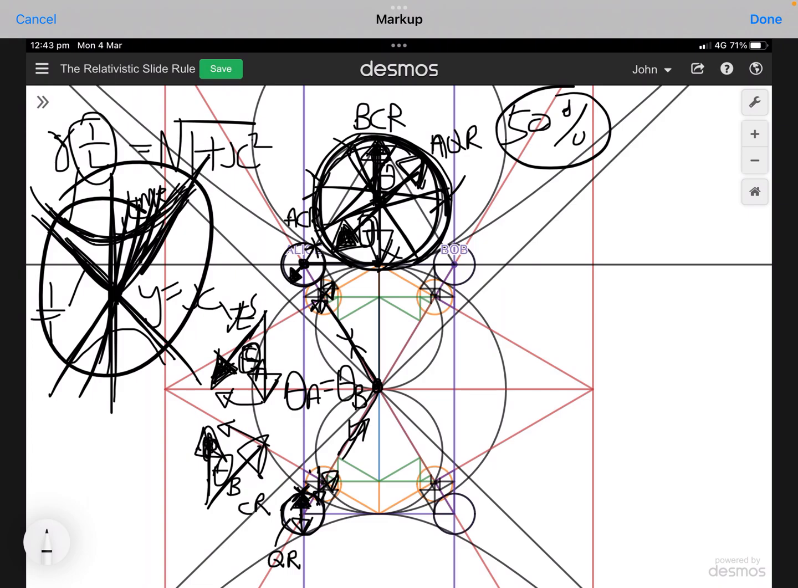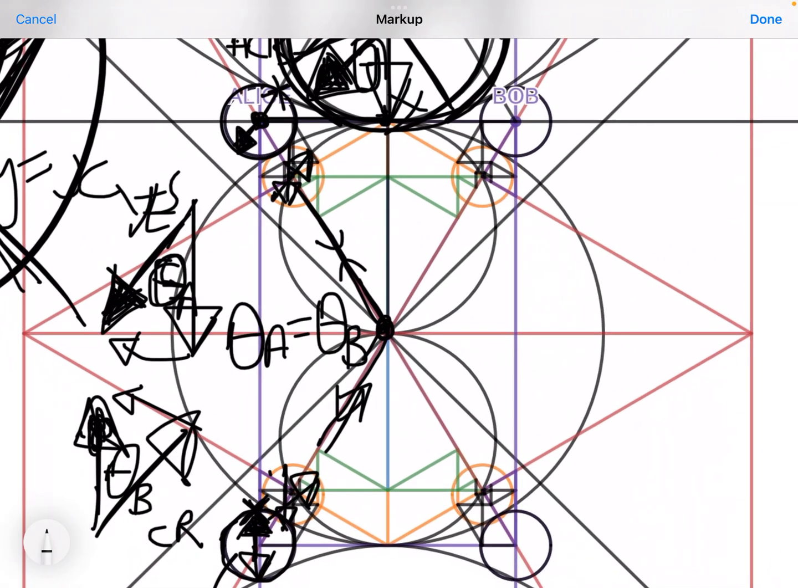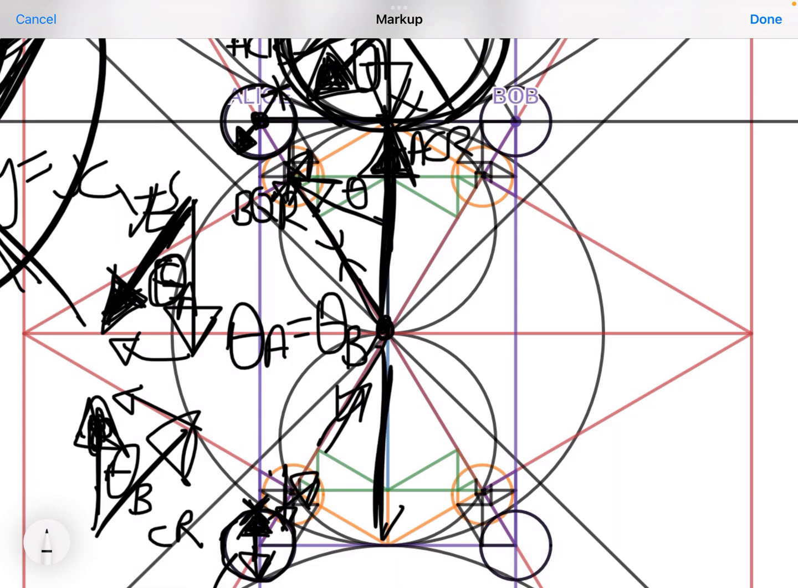So looking at the relativistic slide rule here, let's rotate Alice's one so that it's just pointing up, and if I do that, then here's the angle here, here's Bob's quantum reduction, and that's Alice's classical reduction. And let's take Bob's classical reduction and rotate this around so that it's pointing that way. And again, how do you calculate the probability?